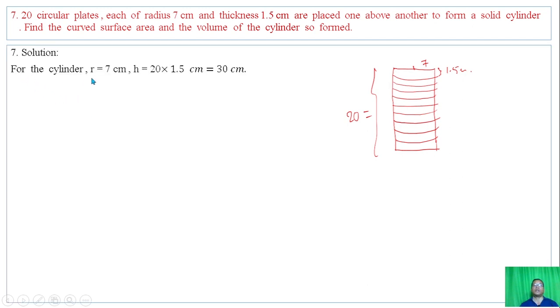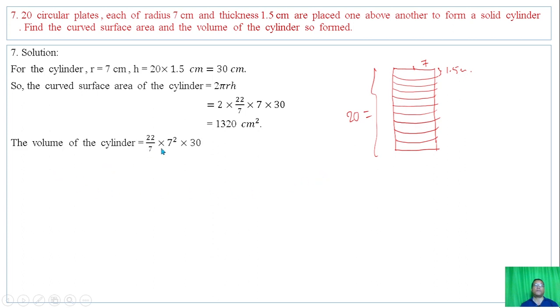Then for the cylinder, radius is 7 cm, height is 20 into 1.5 cm, that is 30 cm. So the curved surface area of the cylinder is twice pi r h. Substituting the respective values, with h as 30, we have 1320 centimeter square. The volume of the cylinder is pi r square h, with h as 30. Solving, we get 4620 centimeter cube.